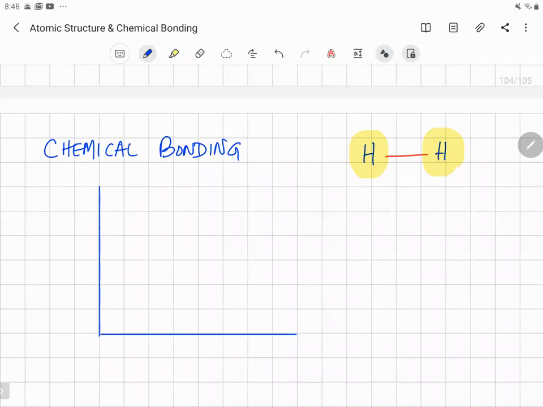If I plot now the internuclear distance R on the x-axis and energy on the y-axis, this energy is actually potential energy. Suppose the two hydrogen atoms are far apart. Their potential energy will be, of course, 0, right? They do not have any kind of potential energy.